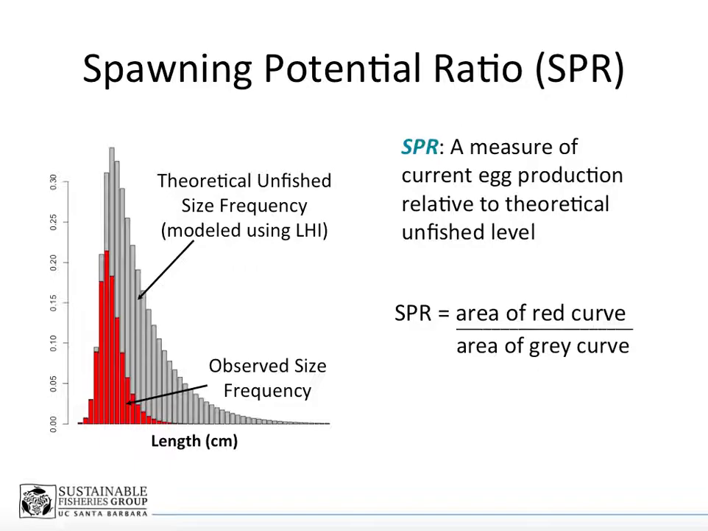Now you can see here, you could imagine that the gray curve has a lot more larger fish and can produce a lot more eggs relative to the red curve. And so SPR simply gives you a sense of what this ratio is.